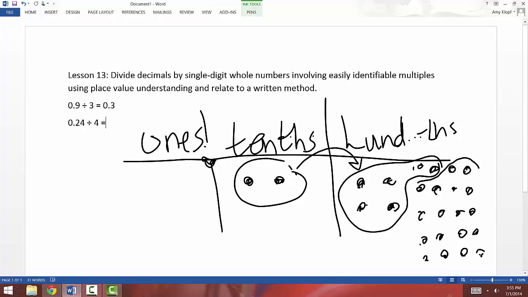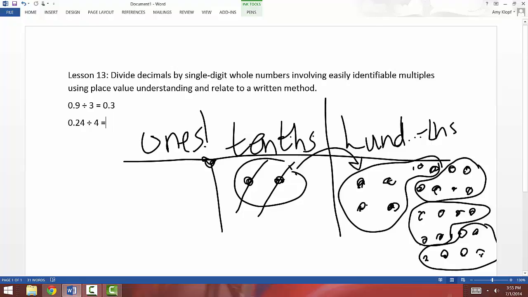Now let's try explaining with the area model. What do you notice? As the decimal point moves, so does the decimal point in our answer. One thing you can notice is, let's try one more problem.